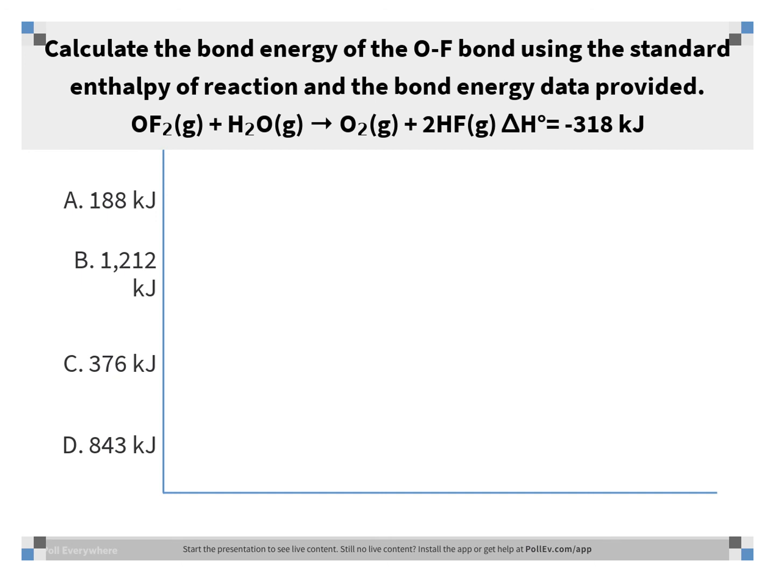There are going to be two O-H single bonds, there's going to be an O=O double bond, and there's going to be two H-F single bonds. So you'll plug in all of those values from the table, and then for the OF2 molecule, there are going to be two O-F single bonds. So when you find the missing variable, which is going to be for the OF2, you're actually going to have to divide that by 2 to find the bond energy of the single O-F bond.